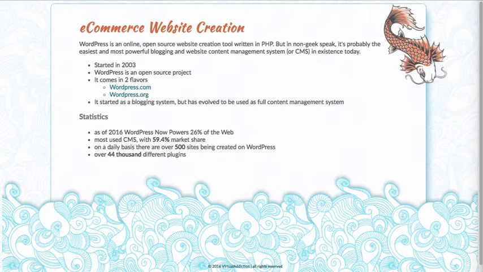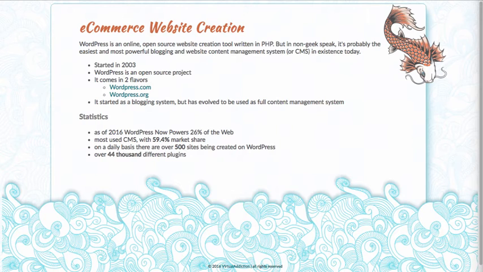WordPress is an open source website creation tool. It's written in PHP. It utilizes HTML, CSS, JavaScript, and it's a really powerful content management system. WordPress was originally started in 2003, and its original purpose was just to enhance the typography of everyday written websites. It was started off as a blogging tool, and currently it's evolved into something so much more.